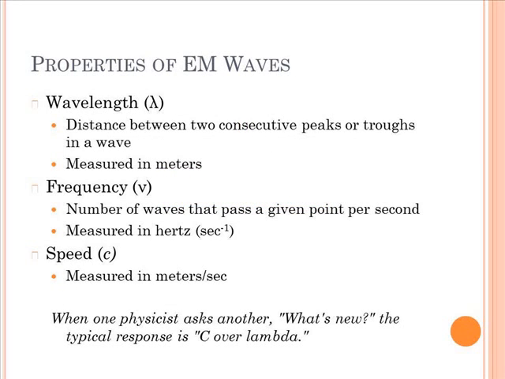The symbol for wavelength is lambda, the kind of triangle with the tail. That's the distance between two same points on any given wave, and we use meters. Frequency looks like a V, but this is actually the Greek letter nu, which is the number of waves per second. We measure that in hertz, which is 1 over seconds. And the speed of light, or of electromagnetic radiation, we give the symbol lowercase c, which is in meters per second. So the formula would be wavelength times frequency is speed, or frequency is speed divided by wavelength.